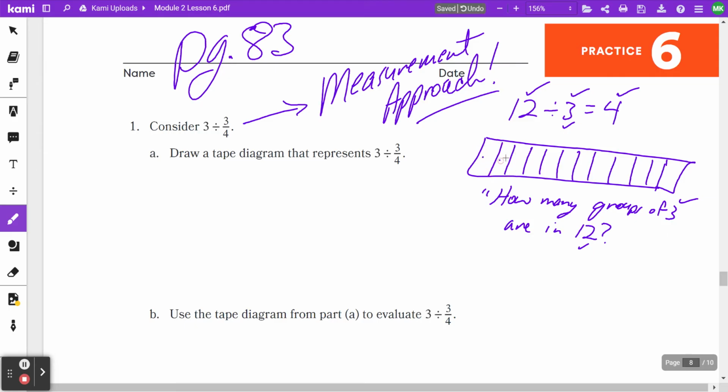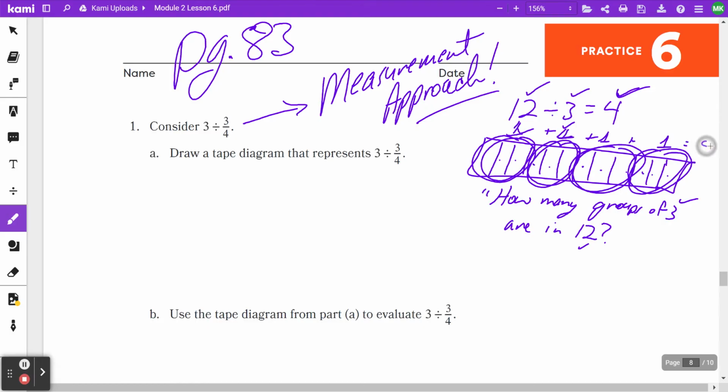Here's a 1, 2, 3. So there's a group of 3. I'm just going to circle those. 1, 2, 3, there's another group of 3, making groups of 3. Notice I'm literally measuring things out. 1, 2, 3, there's a group of 3. 1, 2, 3, there's a group of 3. Now, where does my answer 4 come from? Well, how many groups are there? There's a group, there's a group, there's a group, and there's a group. If I add them up, 1, 2, 3, 4. There they are. 4 total groups.